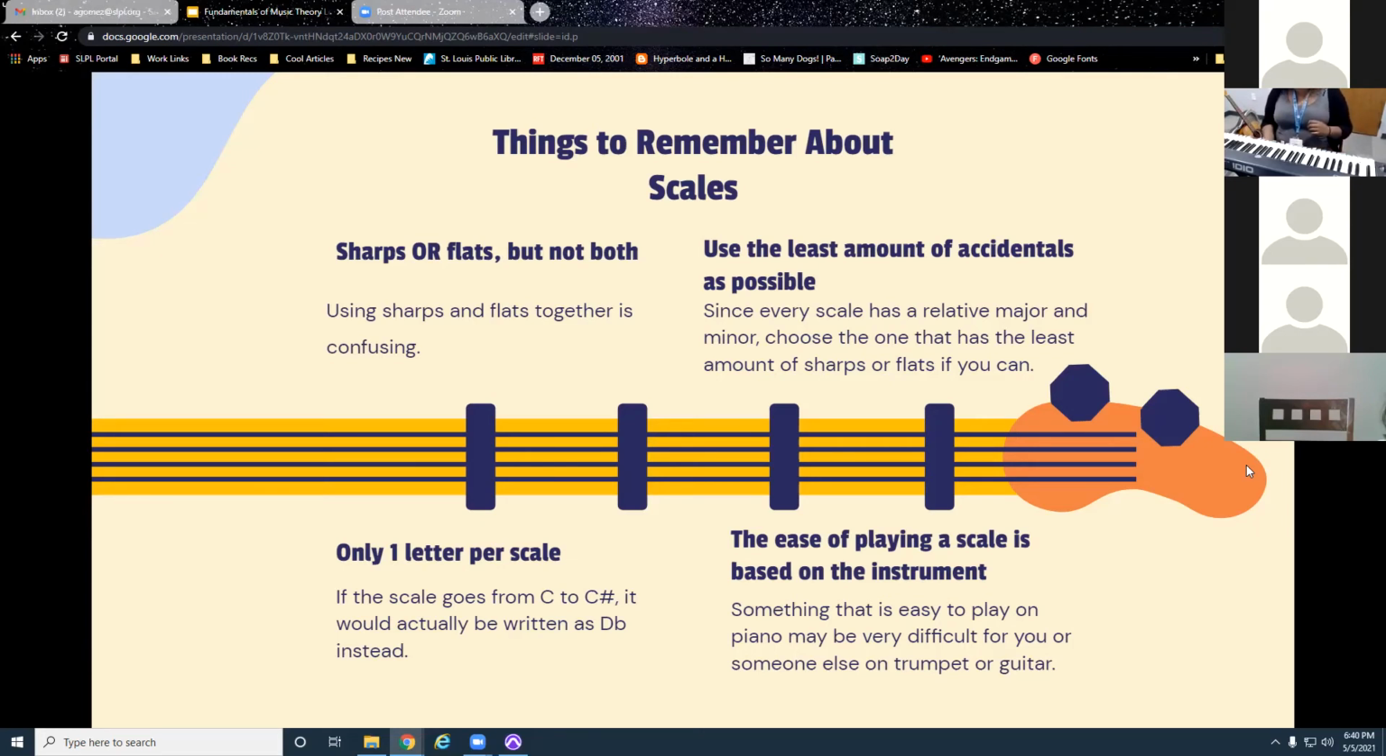If you're going between, okay, I could play this scale or this scale, it depends on what you're composing it for. Wind players, like flutes or clarinets, those instruments are built more towards playing flat keys or playing in flat keys. So it's really just going to depend on the instrument and the intention behind your composition.